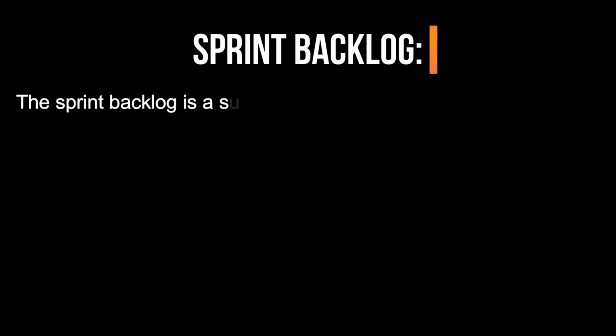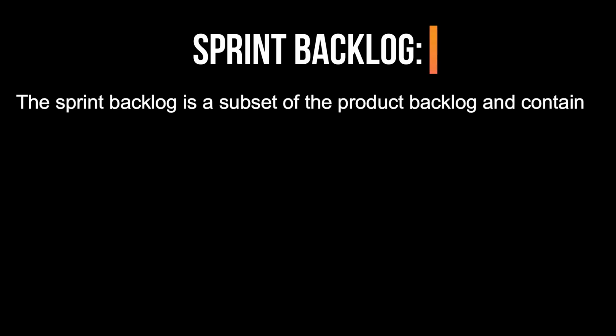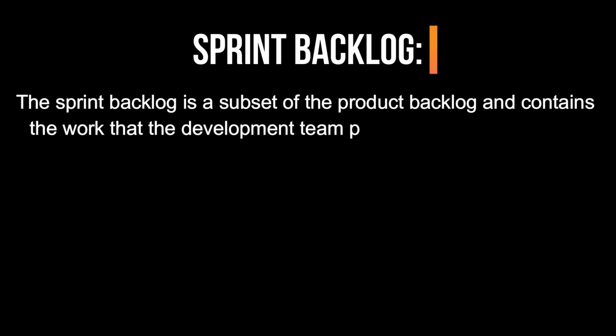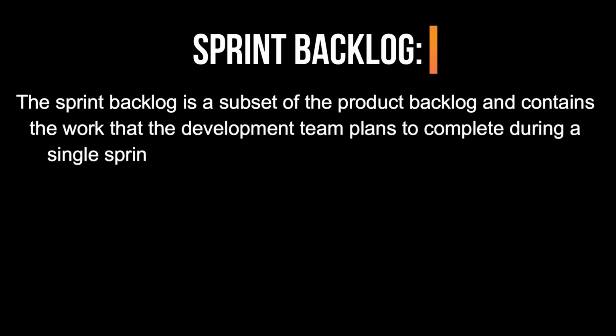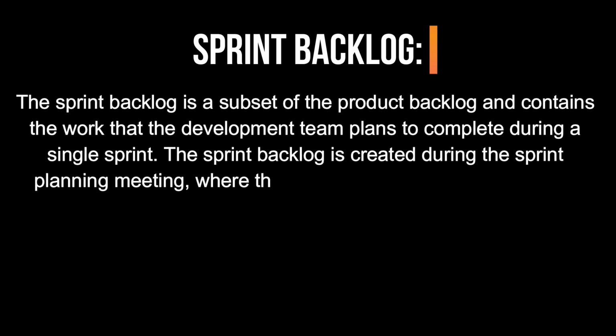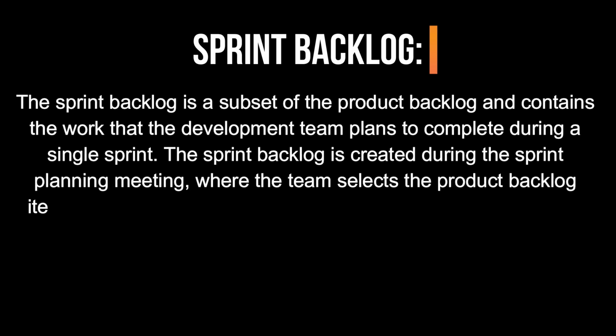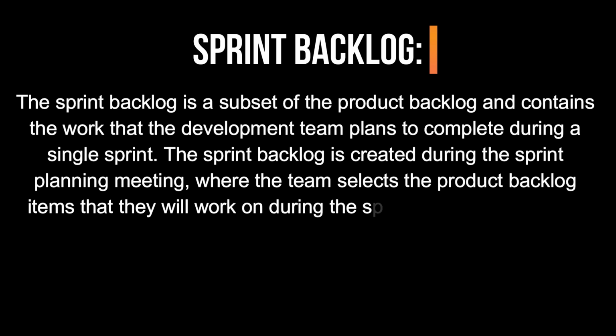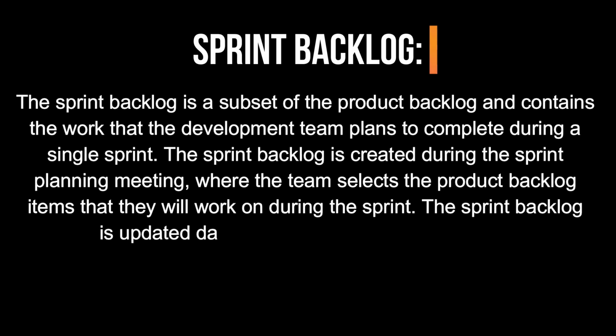Sprint Backlog. The sprint backlog is a subset of the product backlog and contains the work that the development team plans to complete during a single sprint. The sprint backlog is created during the sprint planning meeting, where the team selects the product backlog items that they will work on during the sprint. The sprint backlog is updated daily during the daily Scrum meeting.